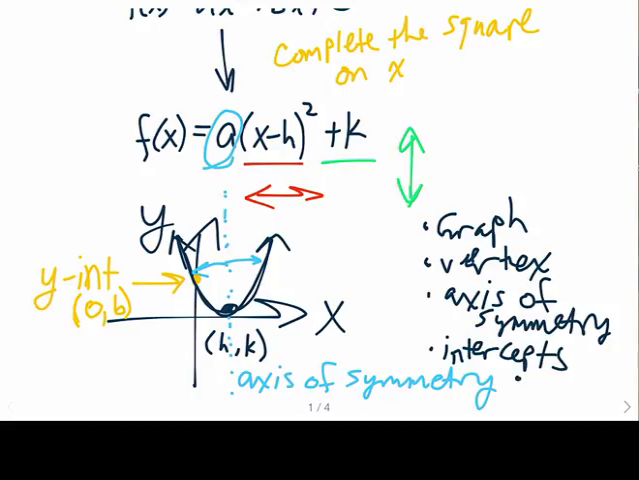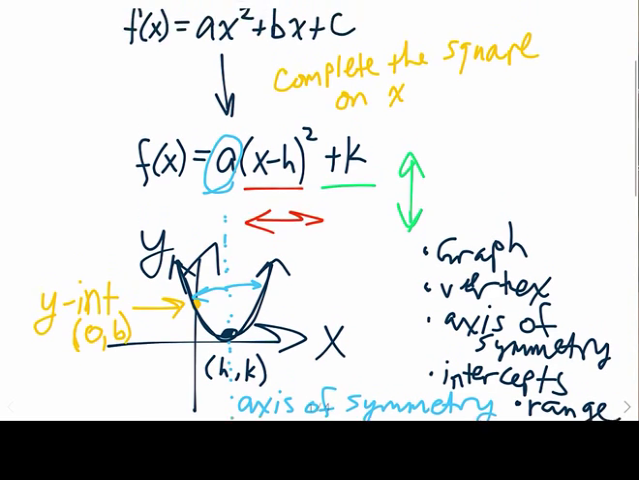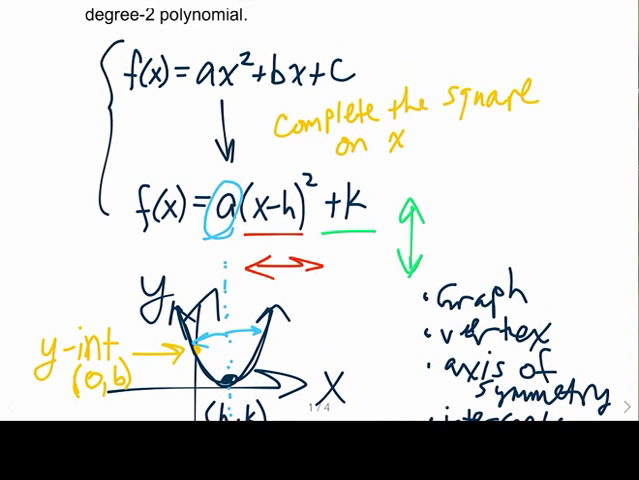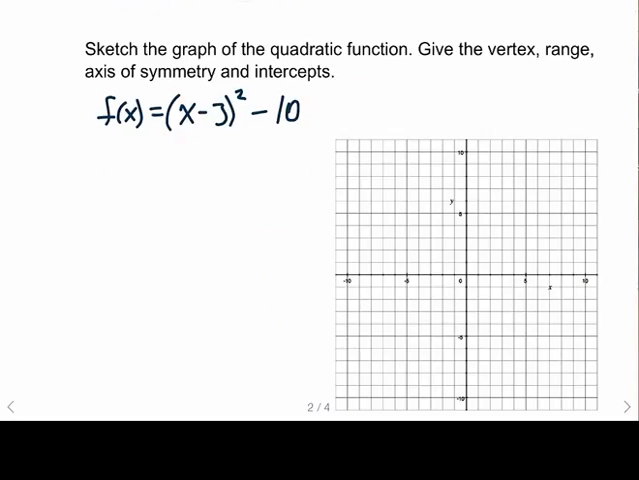And finally, we're also going to find the range. The reason I'm not going to bother with writing down the domain is because all quadratic functions have a domain of all real numbers. I know it seems like a lot, but I'll get you through it. For our first example, sketch a graph of a quadratic function, give the vertex, range, axis of symmetry, and intercepts, all the things that we just talked about.